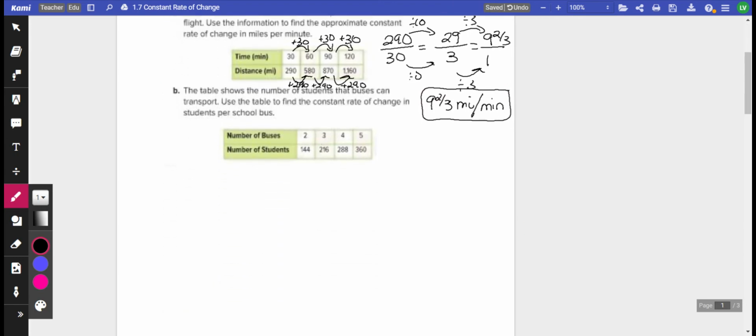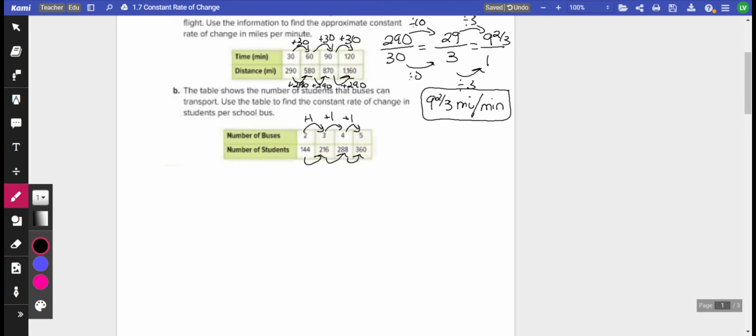Letter B. The table shows the number of students that buses can transport. Use the table to find the constant rate of change in students per school bus. So we have the number of buses goes from 2 to 3, 3 to 4, 4 to 5. Each time this is increasing by 1. Well, the number of students goes from 144 to 216, 216 to 288, and 288 to 360.